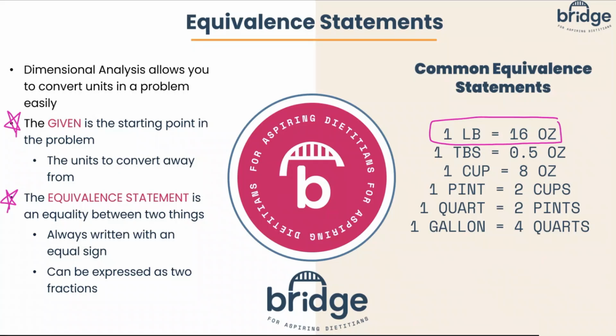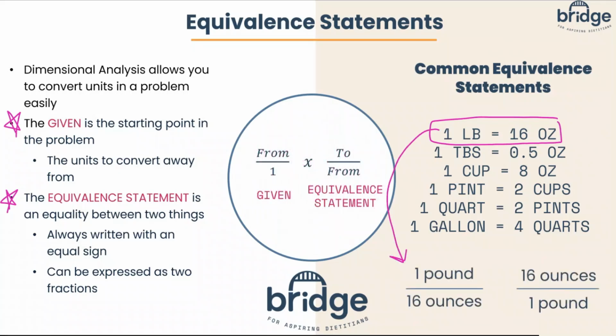Since they're equal to each other, we can write two fractions out of this equivalent statement. We could either say 1 pound over 16 ounces or 16 ounces over 1 pound, because 16 ounces is 1 pound, and so what we're really writing is 1 pound over 1 pound. Since these two values are equal to each other, it doesn't matter which value is in the numerator and which value is in the denominator. There's quite a few equivalent statements you need to know for the RD exam, but all of them will be equal to each other. So 1 tablespoon is 0.5 ounces. You could write this fraction as 1 tablespoon over 0.5 ounces or 0.5 ounces over 1 tablespoon.